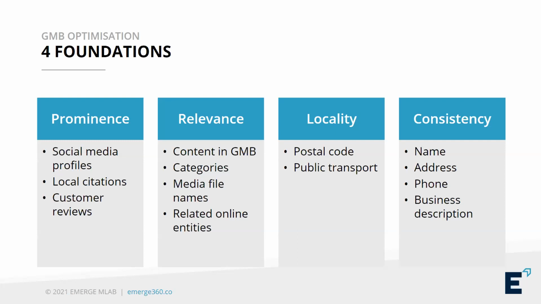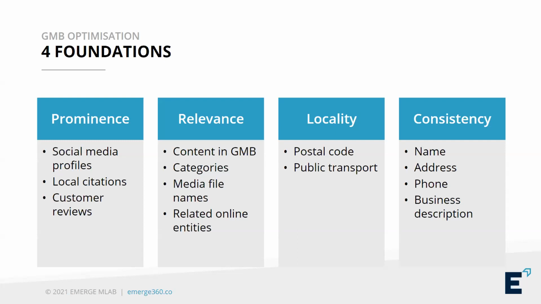The other thing is relevance. Make sure that the content in Google My Business describes the real nature of your business. Make sure that the categories that we have put in are accurate. It describes the real nature of your business. Make sure that the media files, the photos, the video, and so forth, that you have uploaded, if you can, name them properly before you upload them, meaning putting in your business information or business name before you upload them.